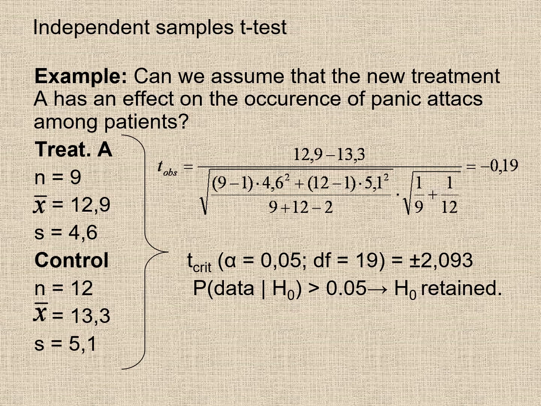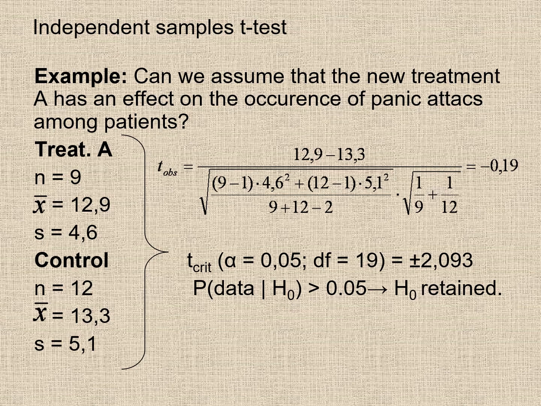So here is an example of an independent samples t-test. We have a treatment study. We have given 9 patients treatment A, and we have 12 controls. And in each group, after a while, we measure the occurrence of panic attacks.